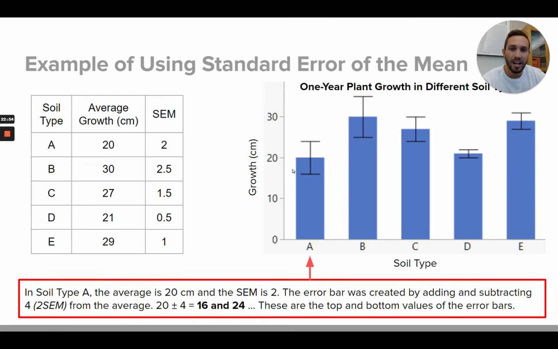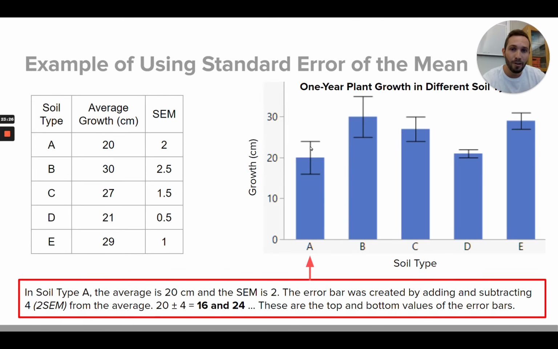In your notes, you're going to have some questions to answer based off of this data table and this graph. On the left side of your notes, there are some questions about this. It's showing you that here are different soil types, and here's after 1 year how much the plants grew on average. Each of these groups represents an average, which means there were probably lots of trials done. For soil type A, they tested 10 plants or 20 plants or 1,000 plants, but this was the average. And this is the error bar for that group.